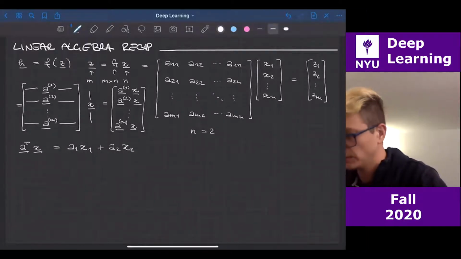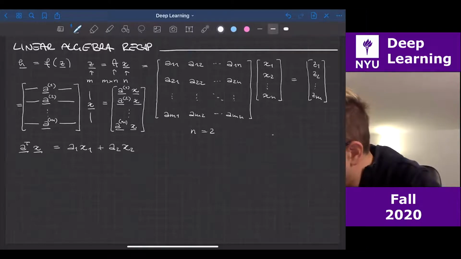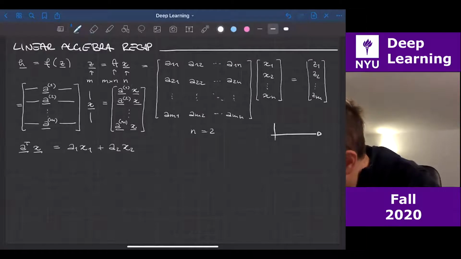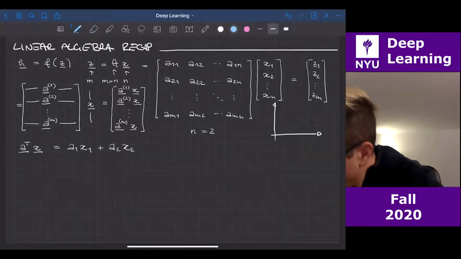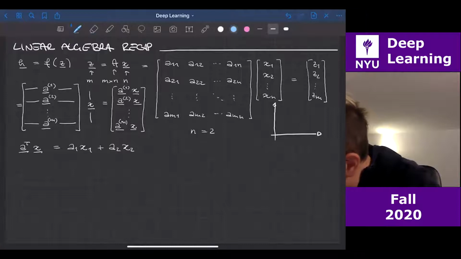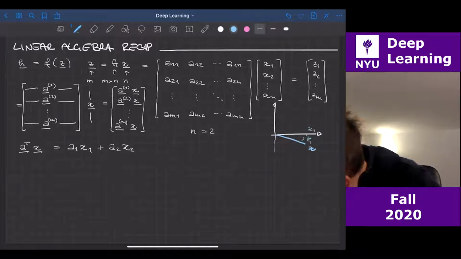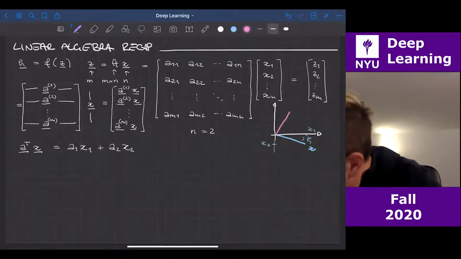Right now, since we are in 2 dimensions, I can also draw this here. So I have here a couple of axes, and I'm going to have my, let's say, my x. So this is going to be my x. And this angle here is going to be xi. This point here is going to be x1. And this point over here is going to be x2. And then similarly, I'm going to have my a here.